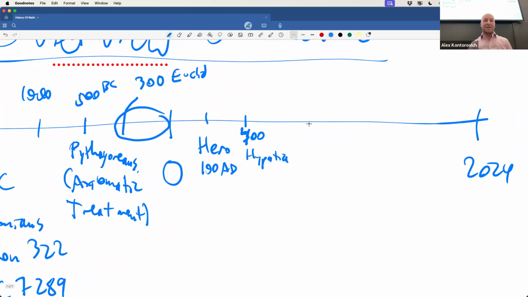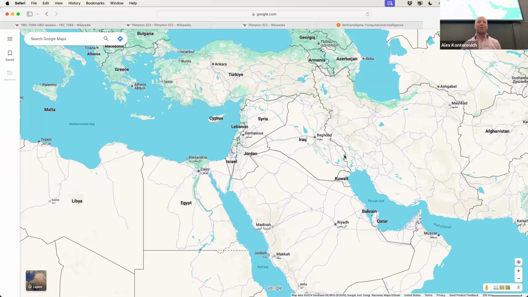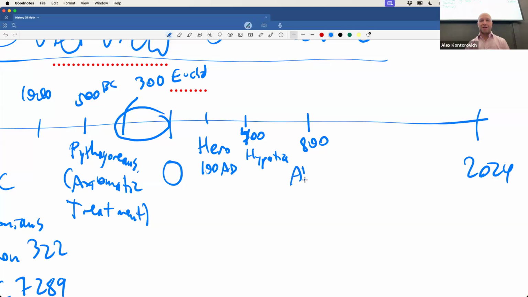So around, I'm going to call this 800, mathematics moves over this period. Mathematics moves back to the Babylonian region, but now it's under Arab rule. So there's a Persian mathematician named Al-Khwarizmi, who we'll spend a good bit of time discussing. This is a Persian mathematician living in Baghdad.